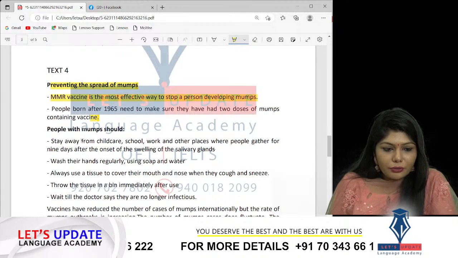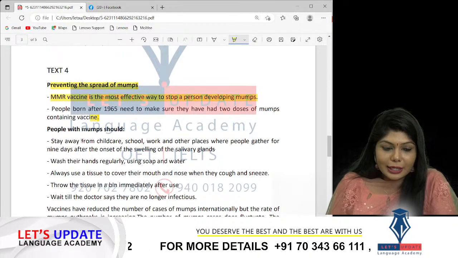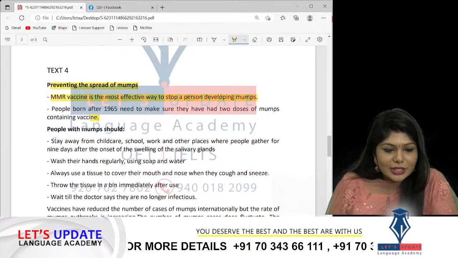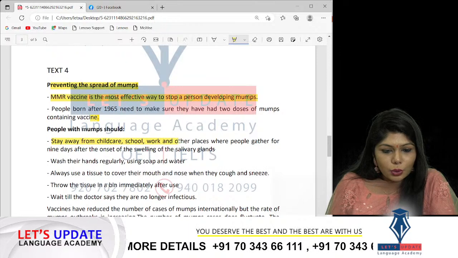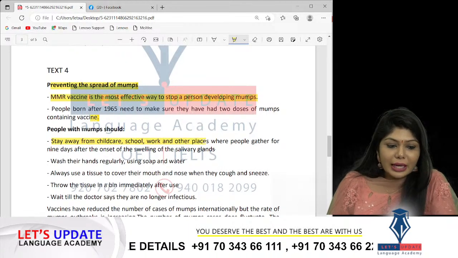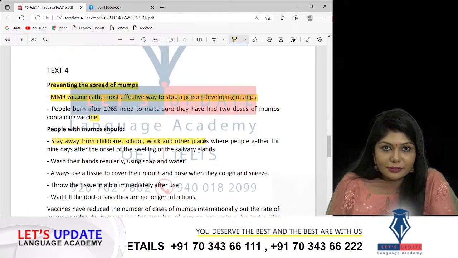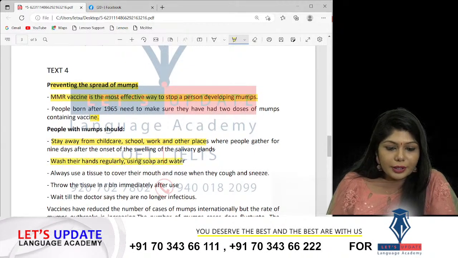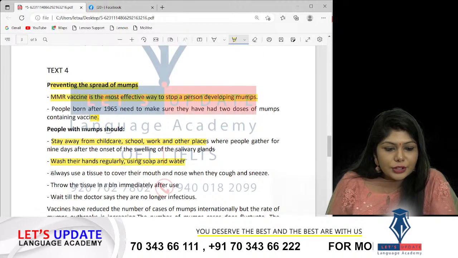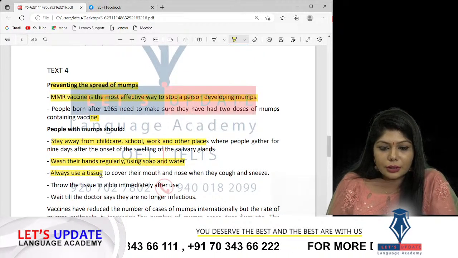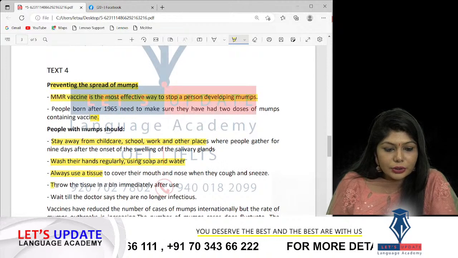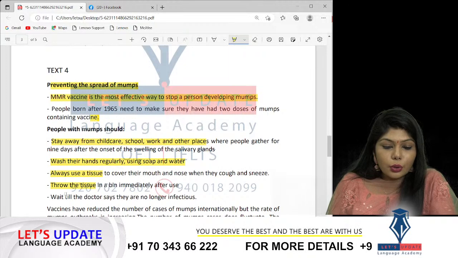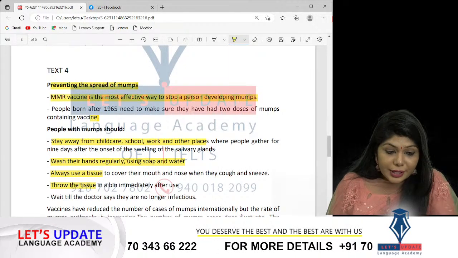And then moving forward, people with mumps should. So what are the steps that they need to take? Stay away from childcare, school, work, and other places where people gather for 9 days after the onset of the swelling of the salivary glands, and then wash their hands regularly using soap and water, and always use a tissue to cover their mouth when they cough or sneeze, and throw the tissue, and wait till the doctor says they are no longer infectious.